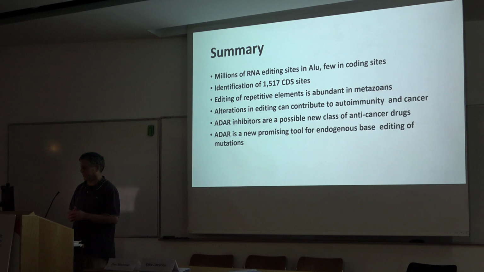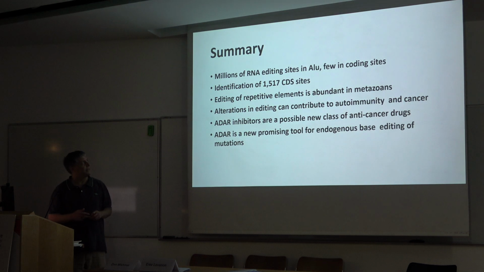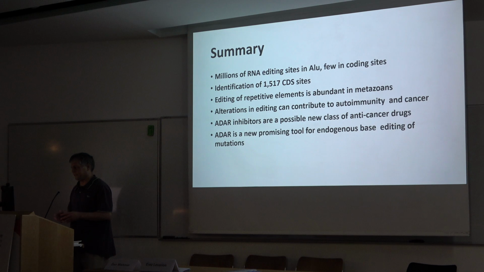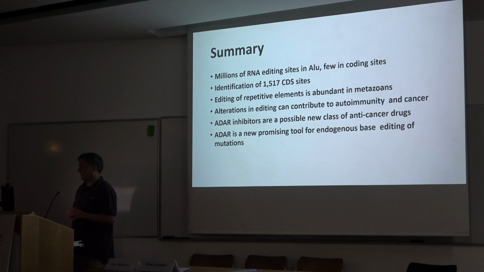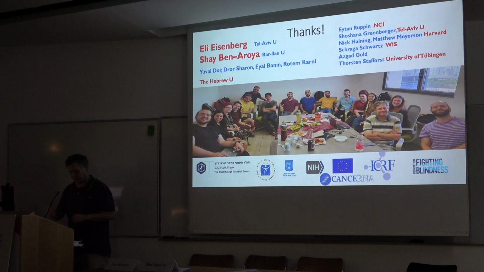So I have to summarize: there are millions of sites in ALU, and we found several hundred in coding sequence. It's abundant in metazoa. Alternation of editing can contribute to cancer progression. Other inhibitors are possible anti-cancer drugs. And another is a new promising tool for endogenous base editing of mutations. And with that, I want to thank.